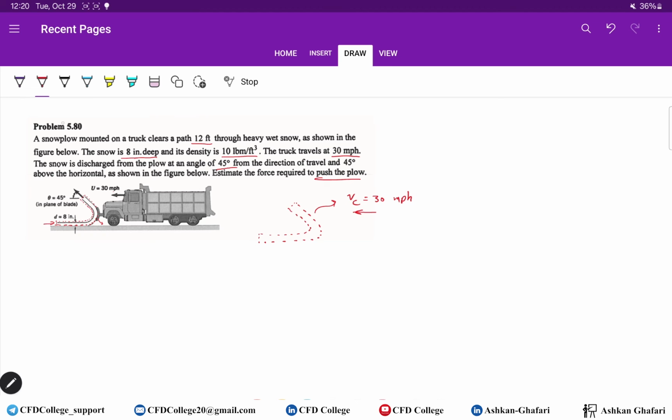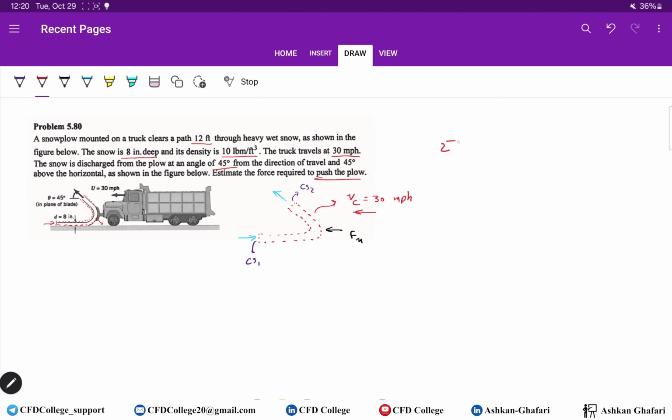So let's indicate our control surfaces. This is CS1, the inlet. This is CS2, the outlet. So this is the inlet, this is the outlet, and we have Fx, which is this force. Since we have a moving control volume, we should use another form of linear momentum equation, which is this one.